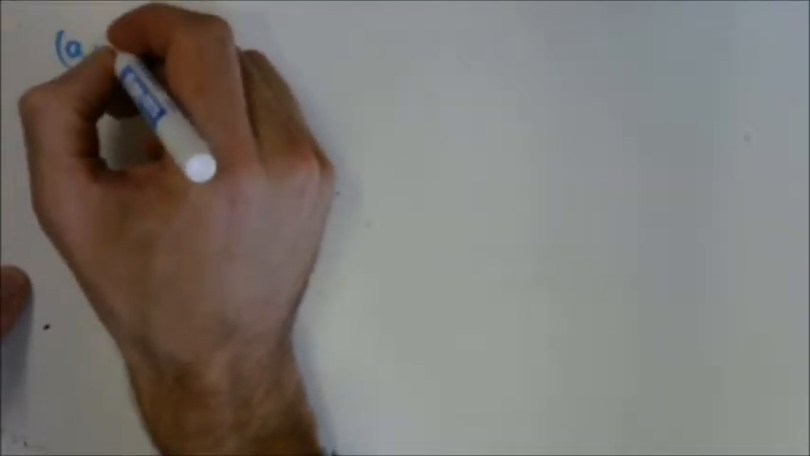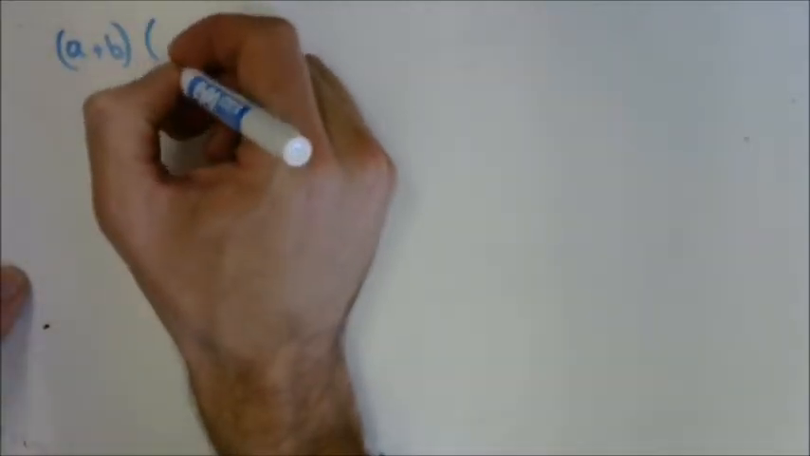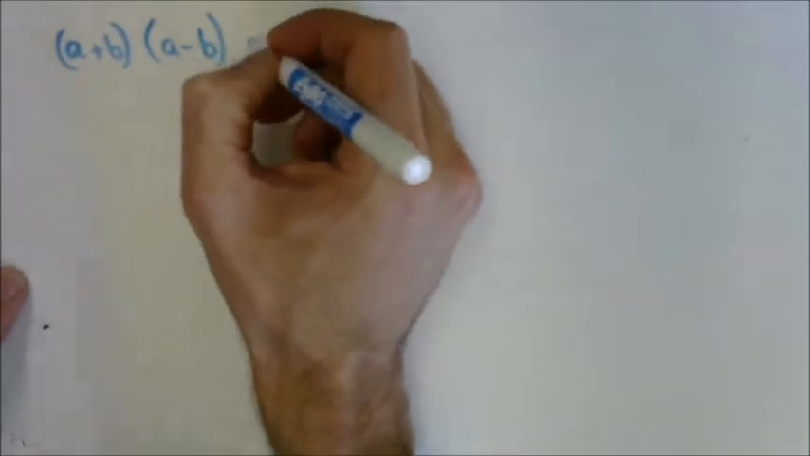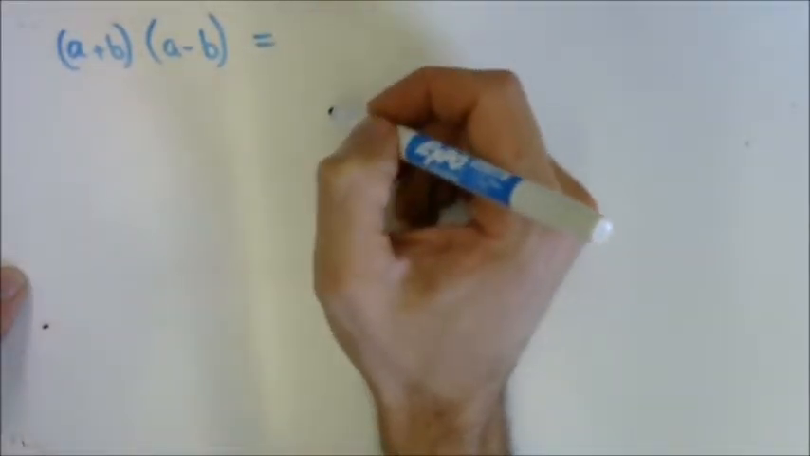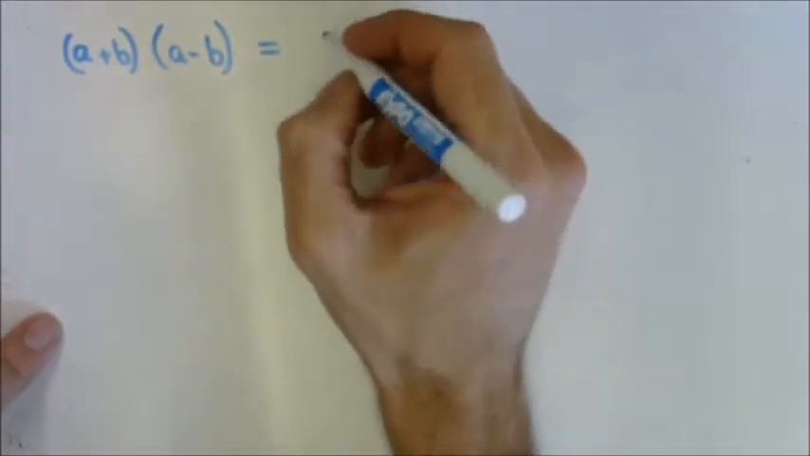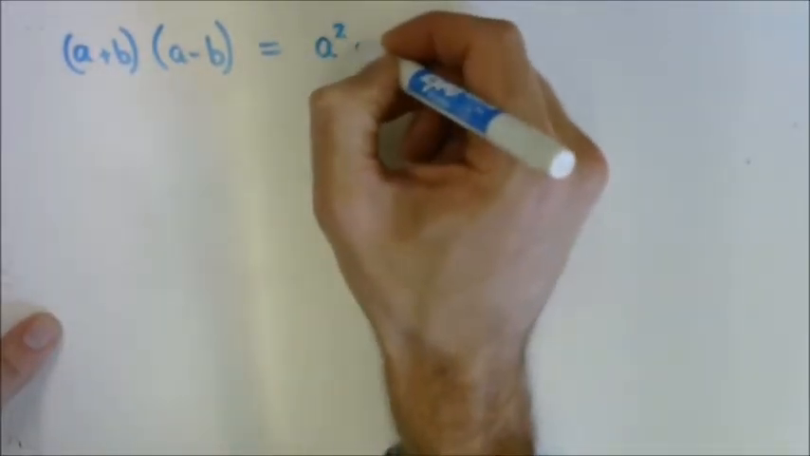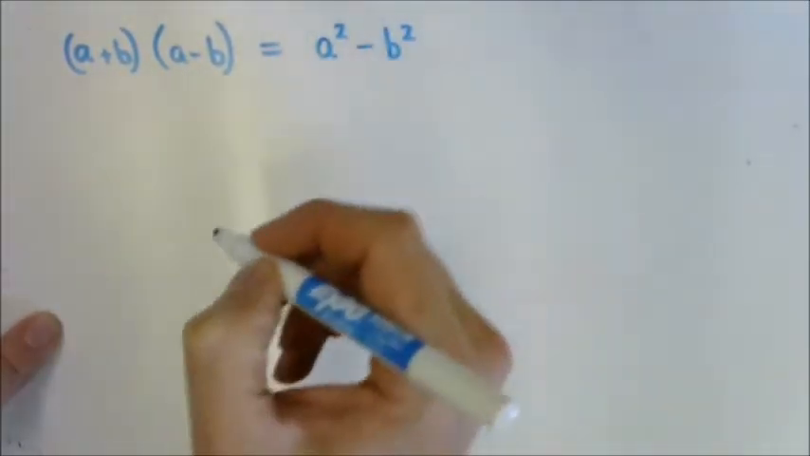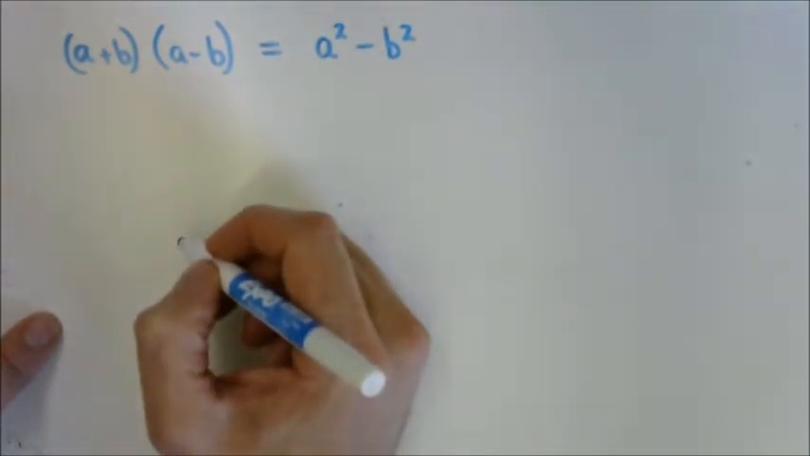Underneath the line there on your front page, you should have room for a few notes. And really the notes are just what we already talked about. So we already have seen that a plus b times a minus b equals what? The difference of squares. Difference of squares, good. A squared minus b squared. Great.